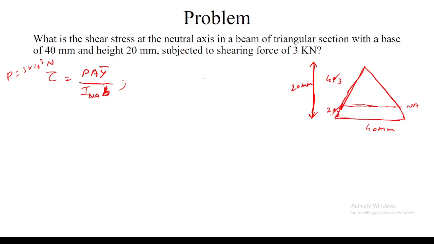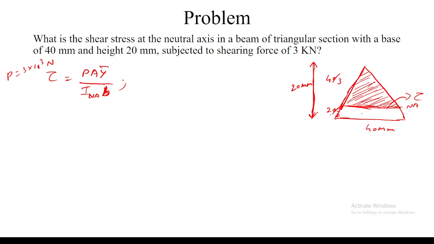And what is the value of area A? Half into base, half into B into H. Yes. So which area do you need to take here? So this is the hatched portion, right? Yes, sir. So this is the fiber where you need the shear stress, and the area of the hatched portion is above the fiber. So this area you need to find out. Before that, you need to find out what is the base value. So what is the base value here? Base is 2/3 of this into 40. 2/3 into 40.